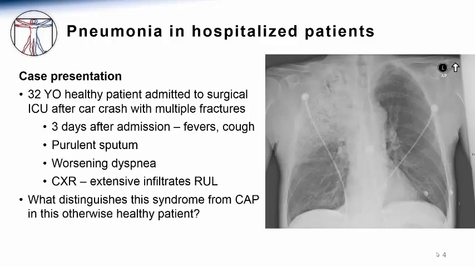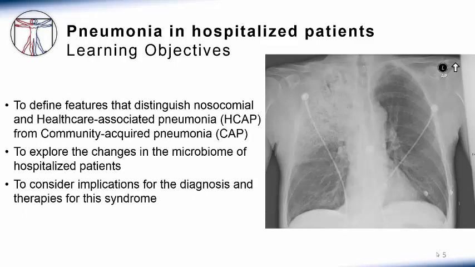What are the features that distinguish the potential causes and treatments of pneumonia in this hospitalized patient compared to a similar patient who develops pneumonia while at home? In this talk, we will define features that distinguish pneumonia that develops in healthcare settings from community-acquired pneumonia. We will also consider the changes in patients' microbial flora when they are hospitalized or otherwise debilitated. And lastly, we will determine how these microbial changes might affect the diagnosis and treatment of subsequent pneumonias.